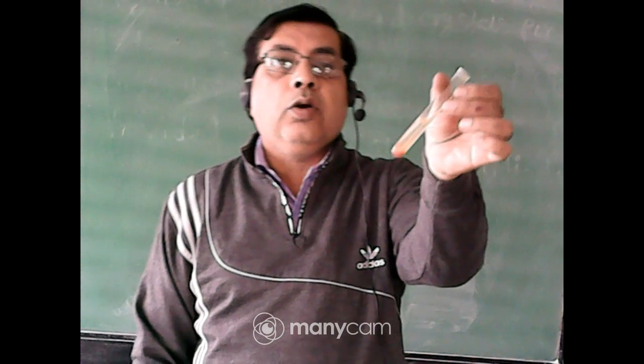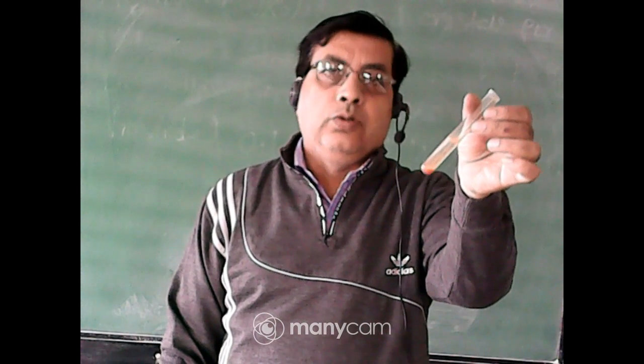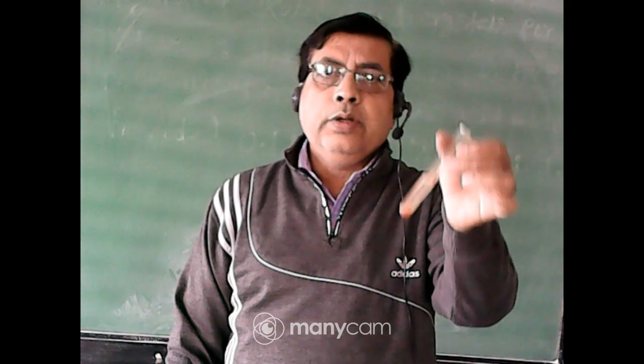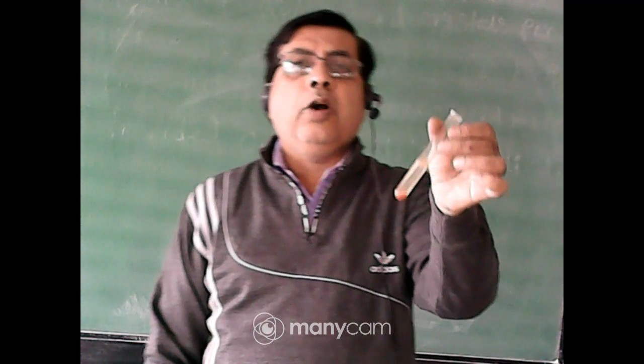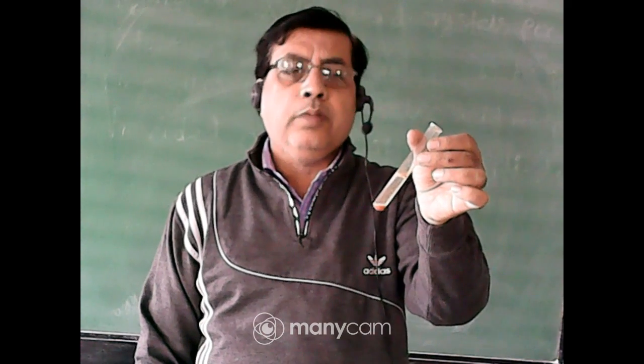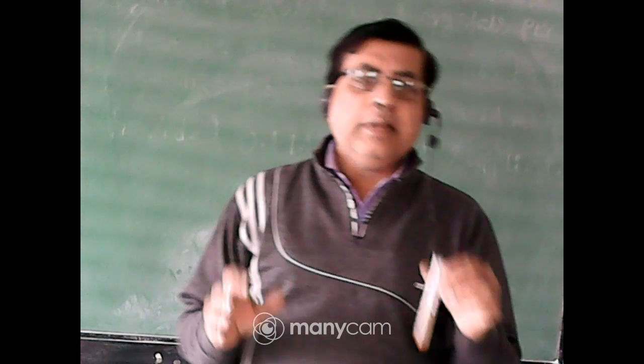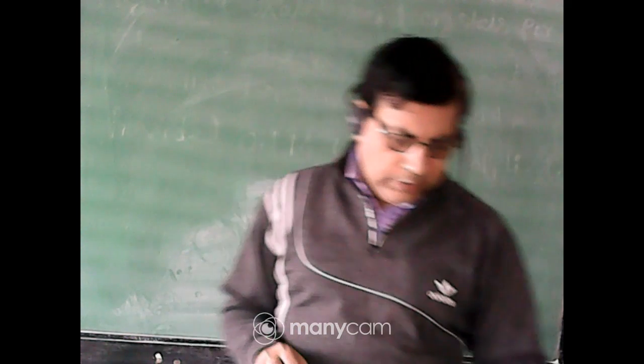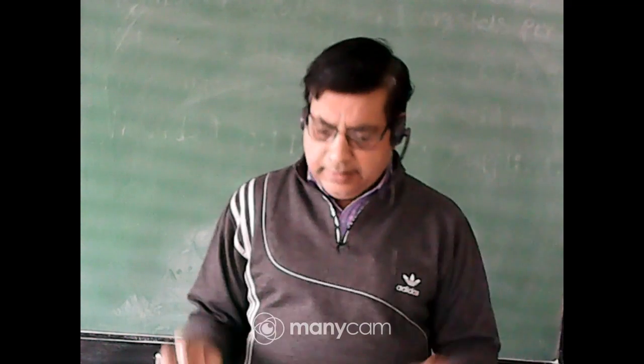So this is the confirmatory test for ammonium ion, because Nessler reagent gives a brown precipitate with ammonium ion due to formation of the iodide of Millon's base. So your given sample contains the cation ammonium ion and the anion sulfate ion. So this is the test.